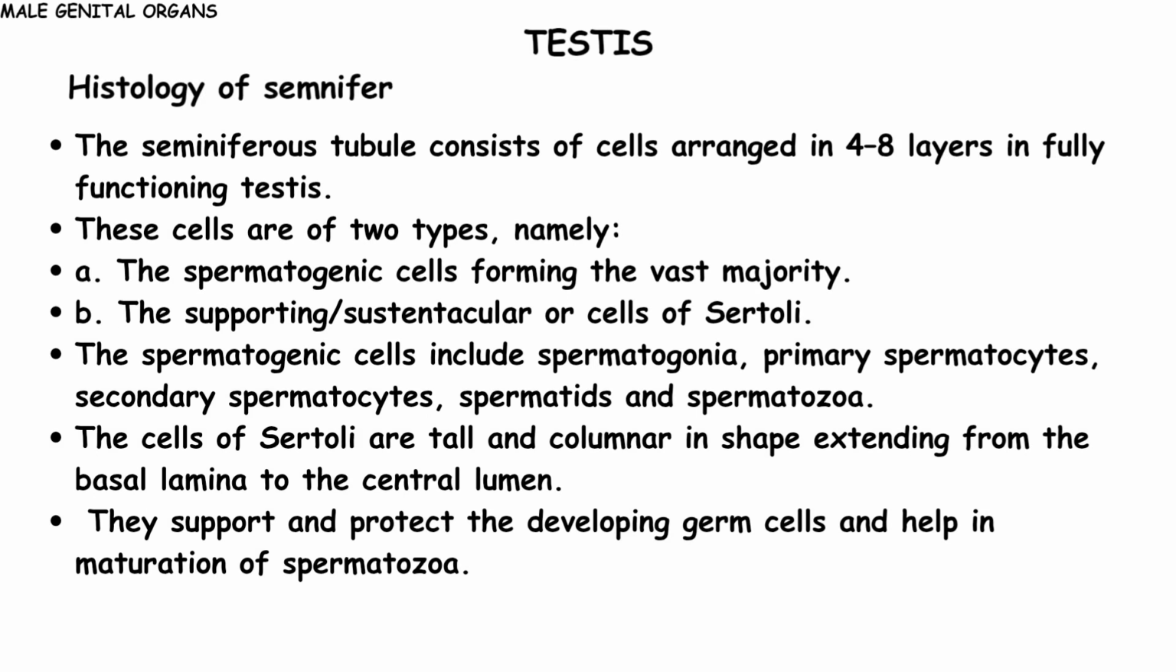Histology of the seminiferous tubule. A seminiferous tubule consists of cells arranged in 4 to 8 layers in fully functioning testes. These cells are of two types, namely spermatogenic cells, forming the vast majority, and the supporting or sustentacular cells of Sertoli. The spermatogenic cells include spermatogonia, primary spermatocytes, secondary spermatocytes, spermatids, and spermatozoa. The cells of Sertoli are tall and columnar in shape, extending from the basal lamina to the central lumen. They support and protect the developing germ cells and help in maturation of spermatozoa.